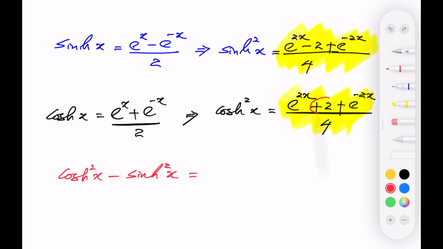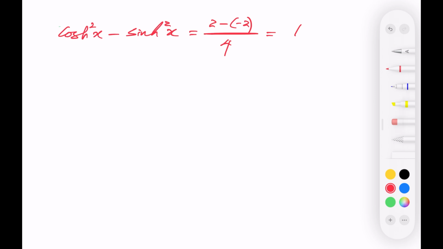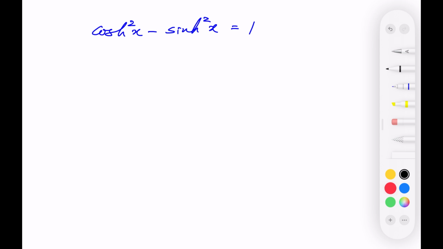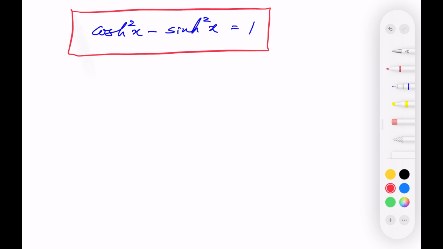Right here with cosh squared x I have a plus 2. That minus with sinh squared x I have a negative 2. That will be simplified as the common denominator is a 4, and then I have 2 minus negative 2. That simplifies to become a 1. Therefore, this is the very first Pythagorean identity for hyperbolic functions, which is hyperbolic cosine squared x minus hyperbolic sine squared x is equal to 1. It's a very important relationship in hyperbolic functions. Let me box that one. Let me label this relationship as relationship number 1.